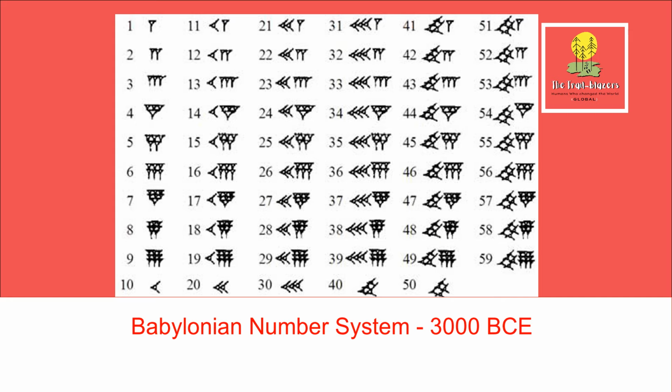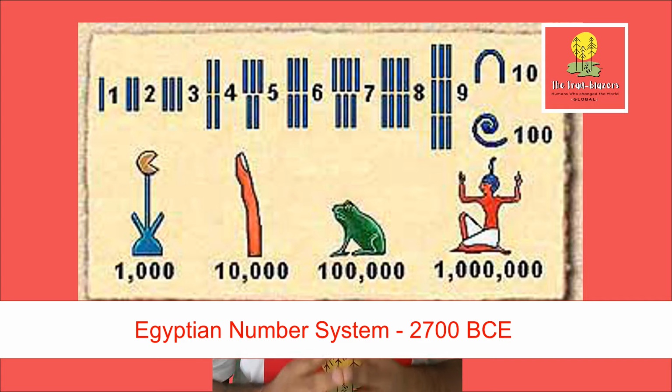The ancient Egyptian civilization evolved their number system around 2700 BCE and relied on the base of 10. Just like our today's number system, they had separate symbols for 1, 10, 100, 1000, 10,000, 100,000 and 1 million.